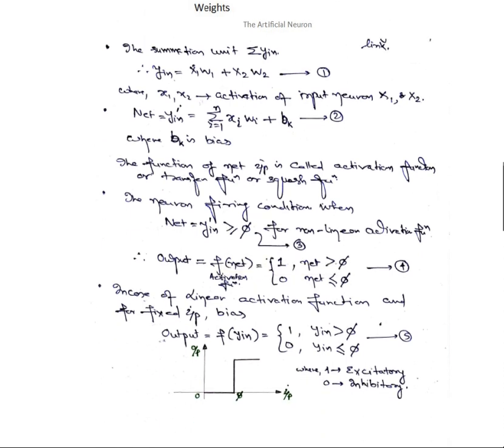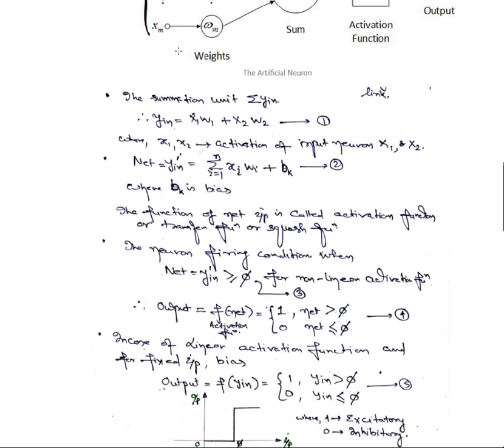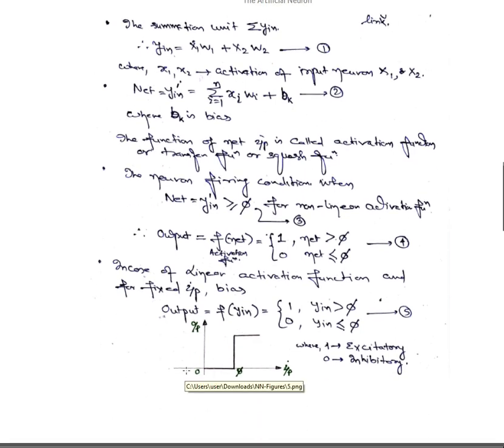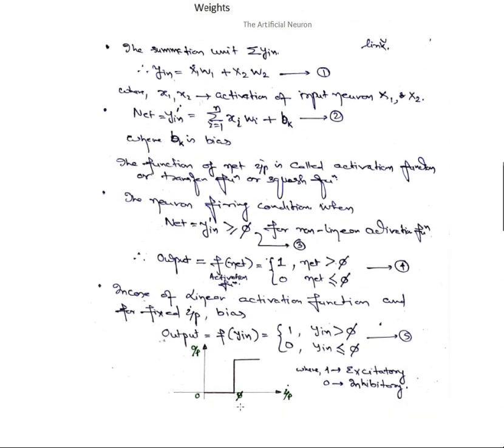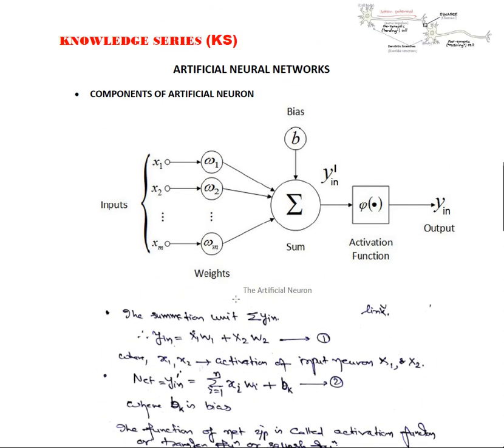Based on this, if you try to plot it, this is the input, and this is the output based on the condition. If your phi is here at the input point, and the input y in dash, that is sigma y in dash or sigma net, is greater than phi, it is going to produce 1. If it is less than phi, it is going to produce 0. This is what we see in this component of an artificial neural network. This is one of the very important areas which appears in almost all university exams across the country, so you should take it into consideration.